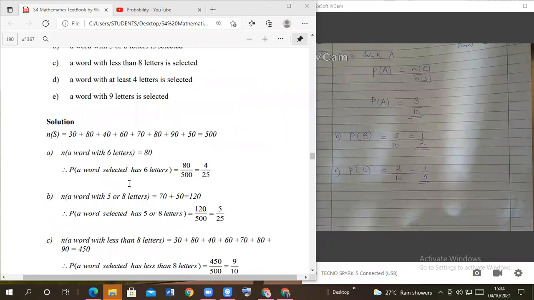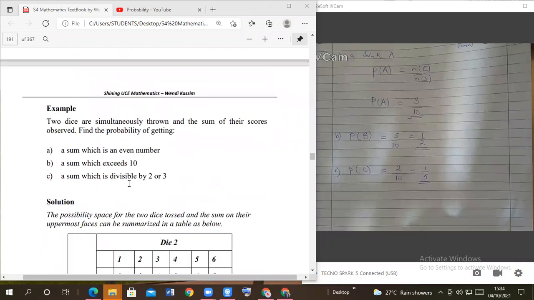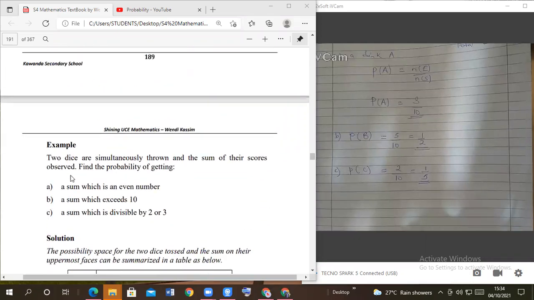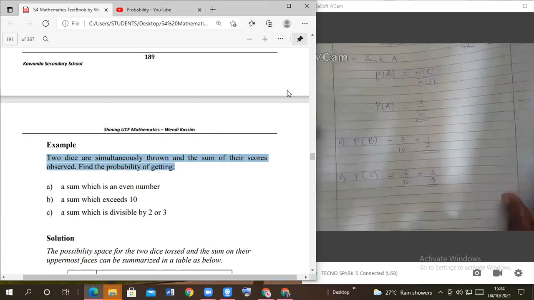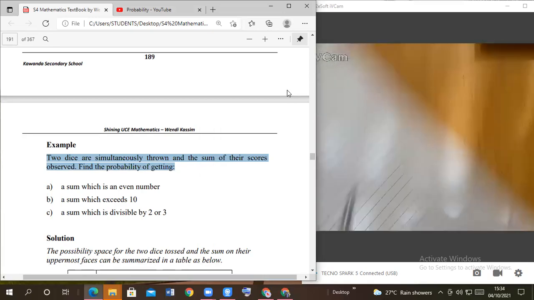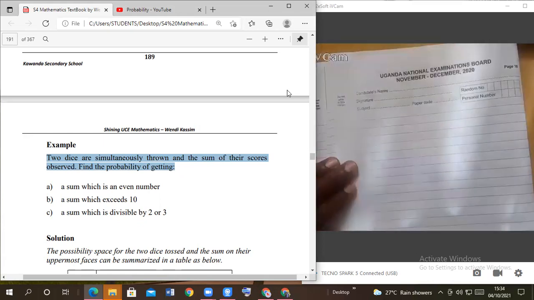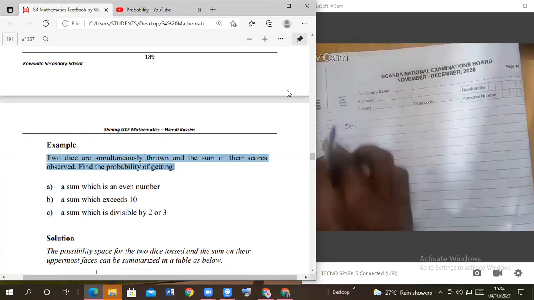Let's do this one. The rest are just simple, like the way we have done them. Let's look at this question here. Are you seeing this question I'm highlighting here? Have you seen that? Yes. Let's discuss that.